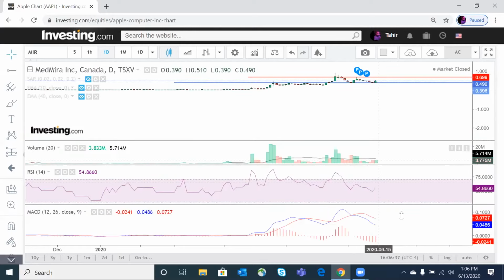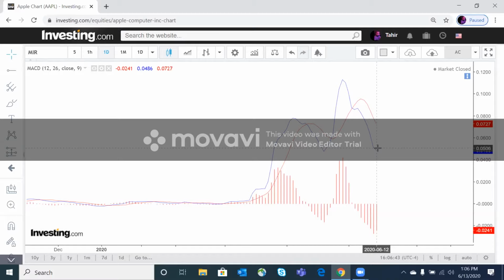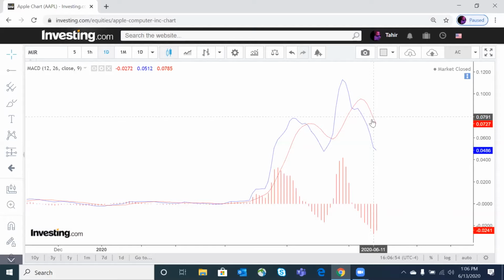RSI says yes, volumes are a little low, and MACD is actually not recommending to buy this stock at this point, because the signal, the MACD line, the blue line, is below the red line. So it has started converging. When it converges and actually crosses this line, that is the buying point for MACD.